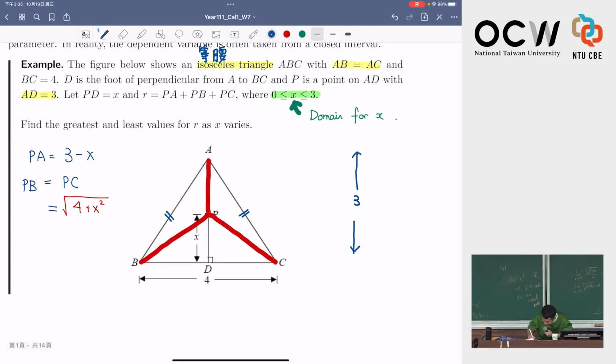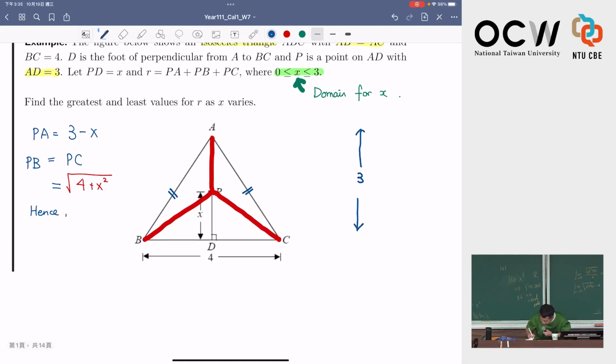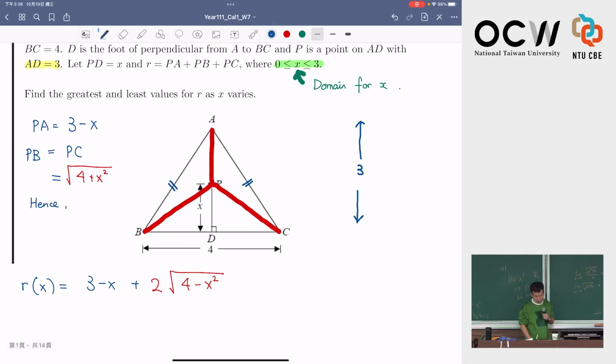So hence, what is r? r equals PA plus PB plus PC. So you have 3 minus x plus this guy, but twice: twice the square root of 4 plus x squared. And sometimes, when you have no sense of humor, you can emphasize that this is not just r, it is a function of x, so r of x. Our goal is to optimize this function r on the interval 0 to 3.